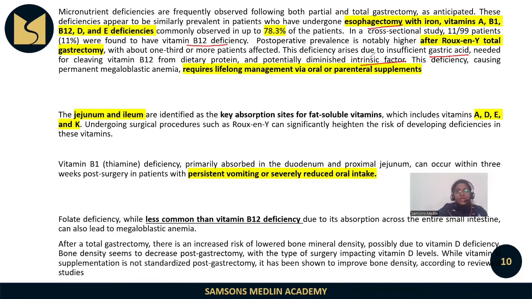Now, for a patient undergoing this gastrorectal surgery, there will be a reduction in gastric acid production and also a reduction in the availability of this intrinsic factor. That is why vitamin B12 deficiency is more affected. And in such patients, we need to give lifelong management with vitamin B12 supplements, either through the oral route or through the parenteral route.